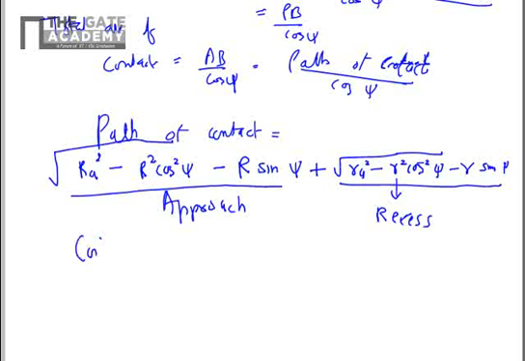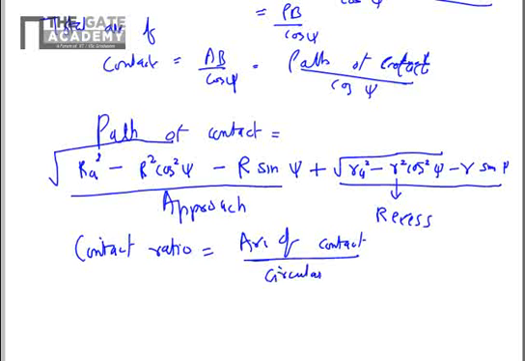And from arc of contact, you can calculate the contact ratio, that is the number of teeth in engagement at any time instant, equal to arc of contact divided by circular pitch. So the distance between two teeth on a gear wheel. In reality, the contact ratio will not be a whole number, it will be some ratio, like 1.5, 2.5, 1.8.